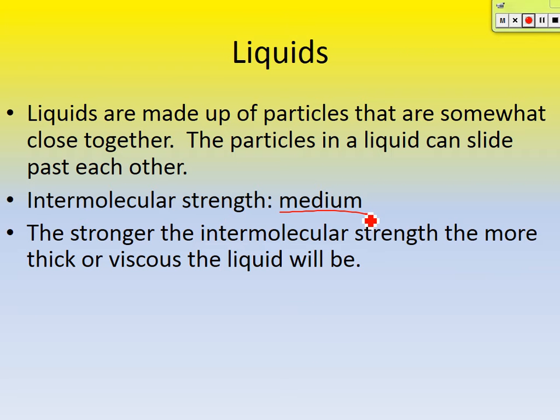The stronger the intermolecular strength, the more thick or viscous the liquid will be. So viscosity is kind of this measure of how thick that liquid is. If you have stronger intermolecular forces, it becomes more viscous. If they're somewhat weaker, then it's going to be more, I guess, runny. It will run faster.